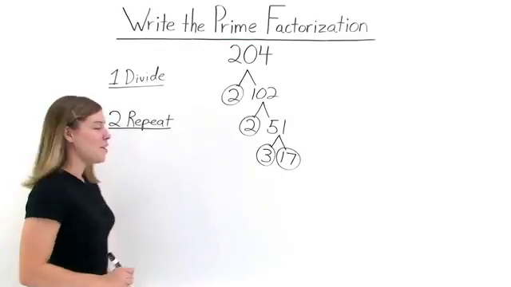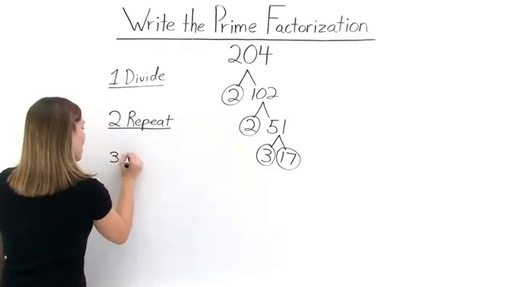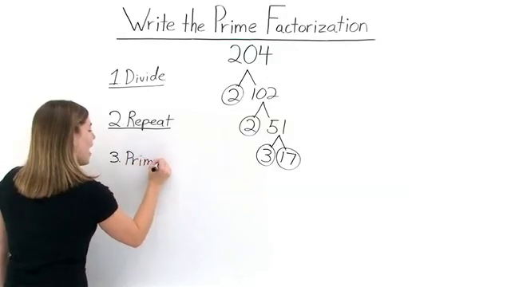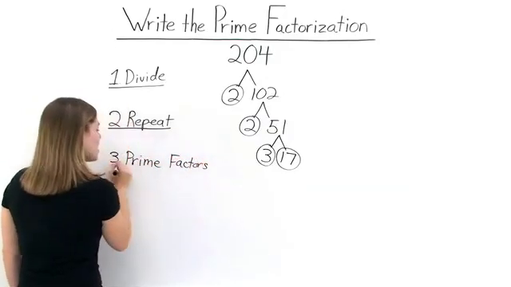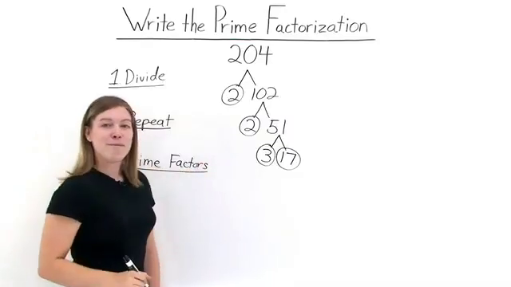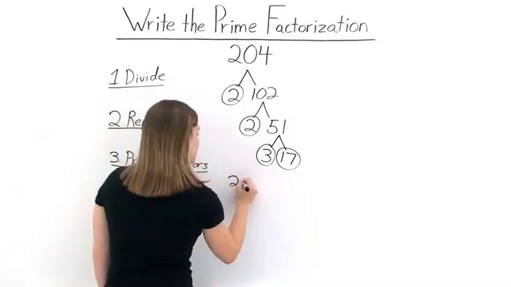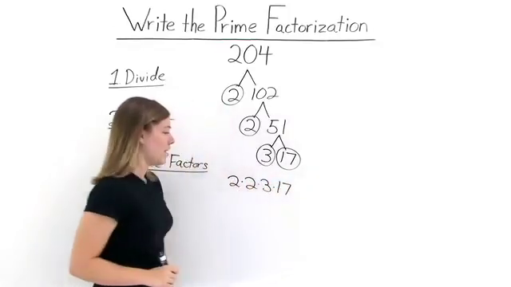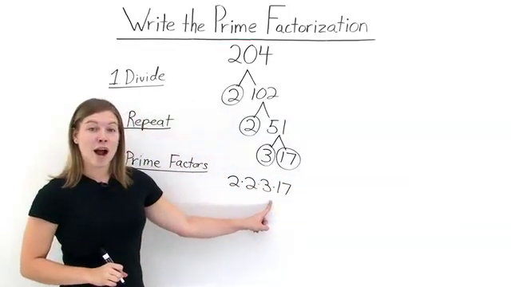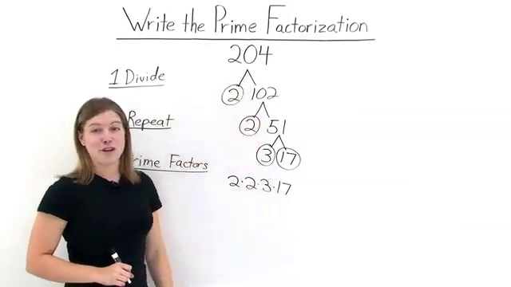In step number 3, we want to write out all of the prime factors of 204 as a multiplication problem. So, we want to take all of the circled numbers and multiply them. We'll take 2 times 2 times 3 times 17. This right here is the prime factorization for 204.